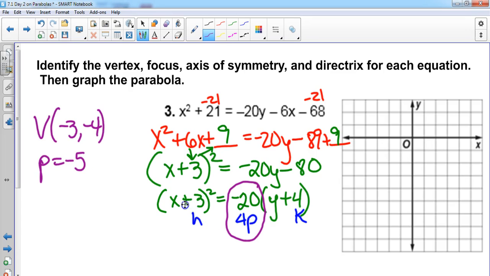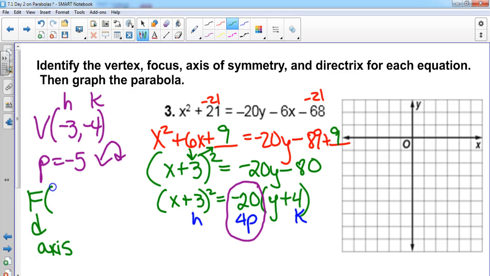All right. An x squared parabola opens either up or down. This one is negative, so it's going to open down. All right, these are H and K. So even Gannon, who wasn't here yesterday and has no clue what we're really doing, should be able to use that little chart, right? And find the focus and the directrix and the axis now.